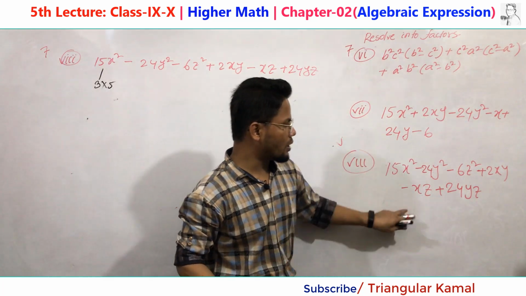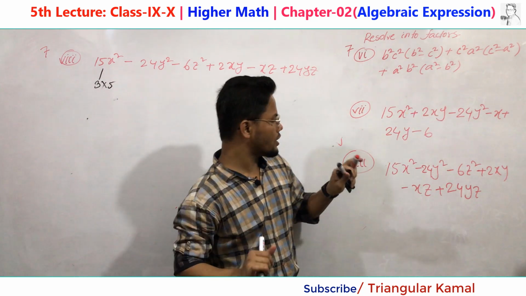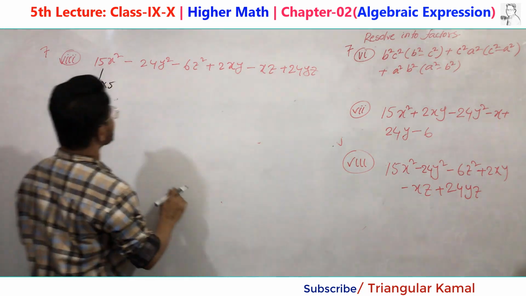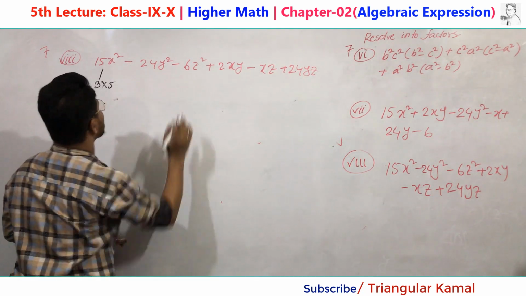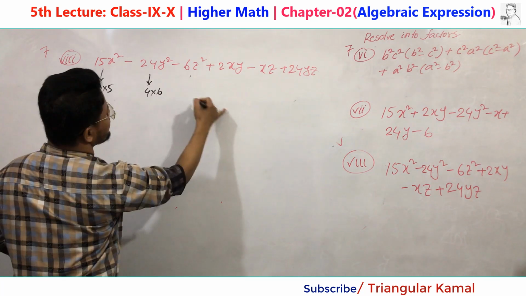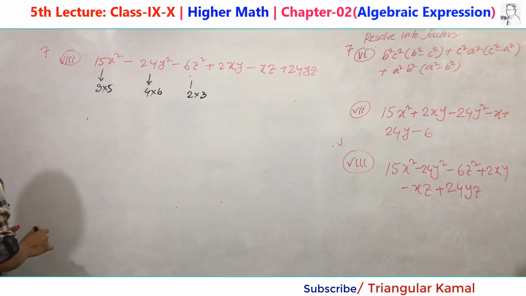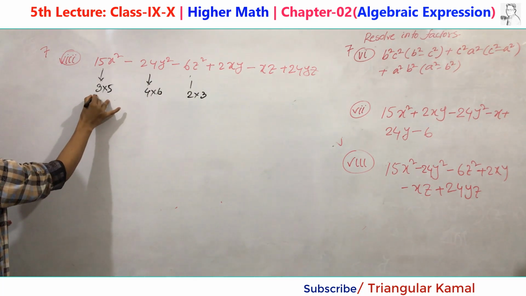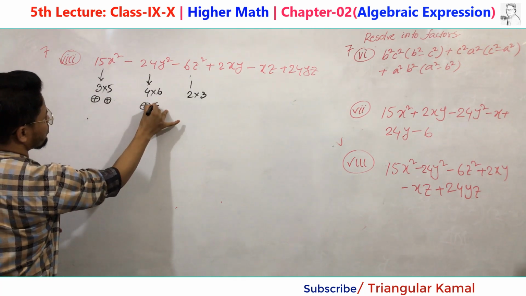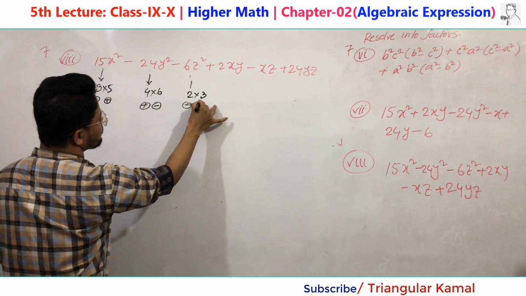There is a constant part in number 7, but there is no constant part here. There we see only 2 variables x and y, but here there are 3 variables x, y and z. So target x square, y square, z square. And this one will be 4 times 6, this one will be 2 times 3. The coefficient is plus, so both factors will be plus. One is plus, another one will be minus. If this one is minus, this one will be plus.